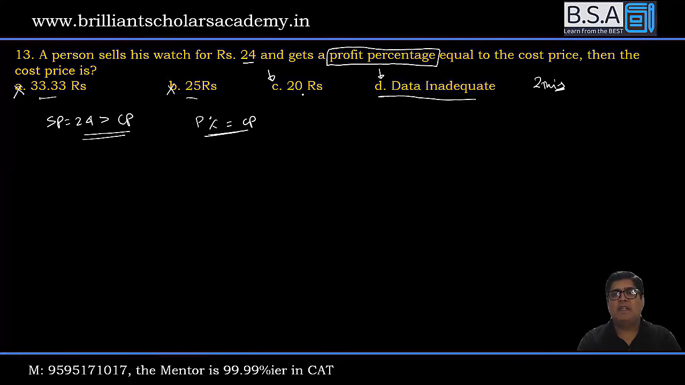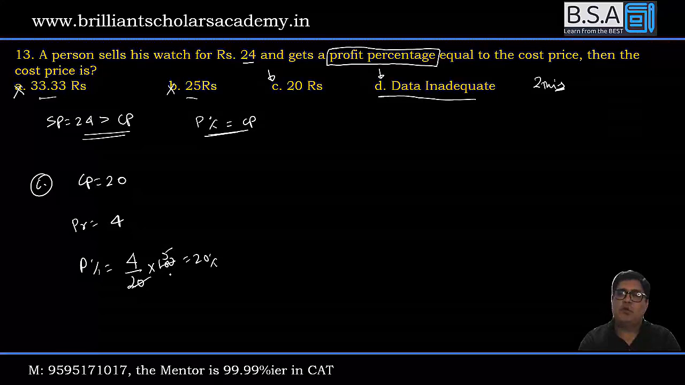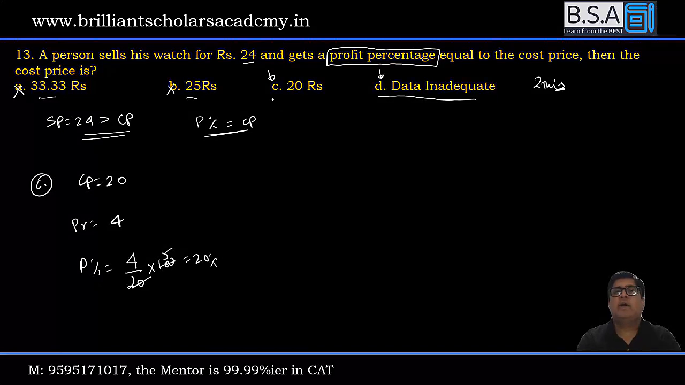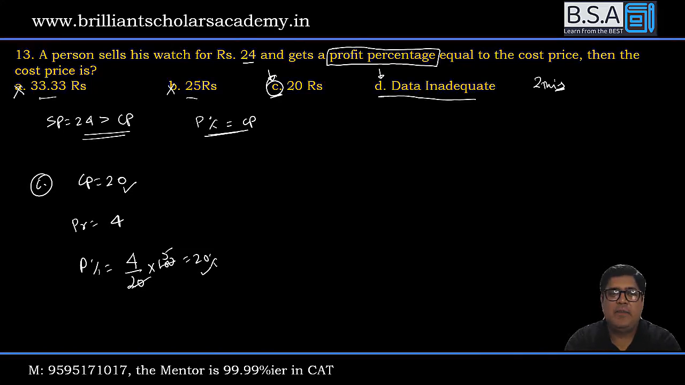So all I will do is, I'm testing option C. If the cost price was 20 rupees, profit should be 4 rupees. Profit percentage should be 4 by 20 into 100, which is 20%. So yes, as per my assumption, cost price and profit percentage both are matching. Hence the answer should be C.